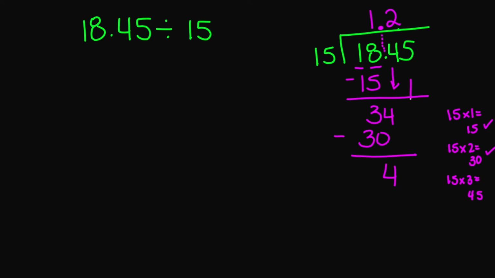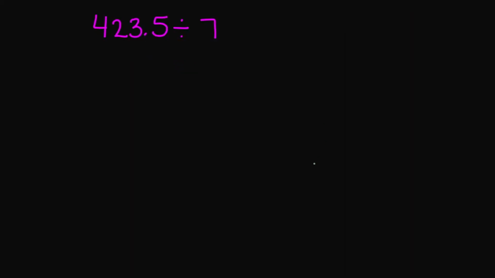I'm going to bring down my 5. 15 goes into 45 now how many times? It goes in 3 times. So I'm going to write a 3 on top here. 15 times 3 is 45. 45 minus 45 is going to equal 0. So your final answer is 1.23.